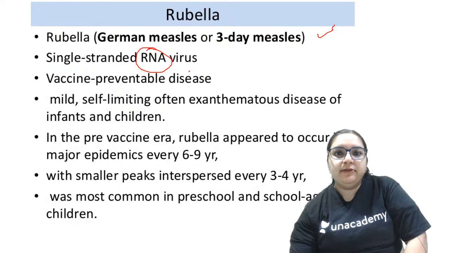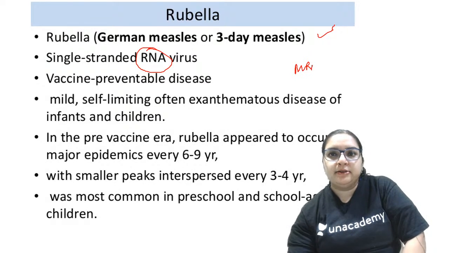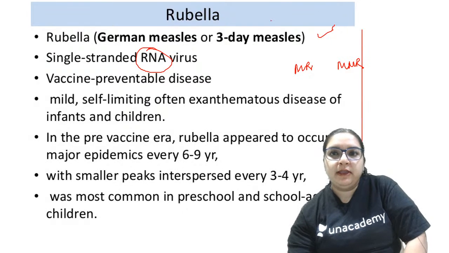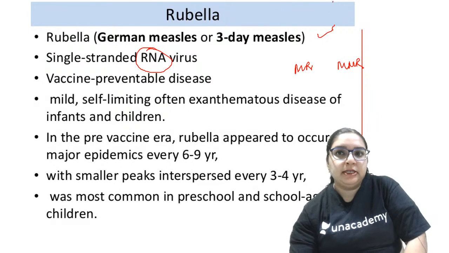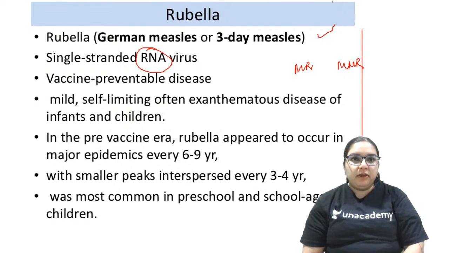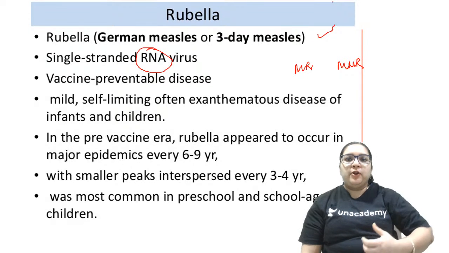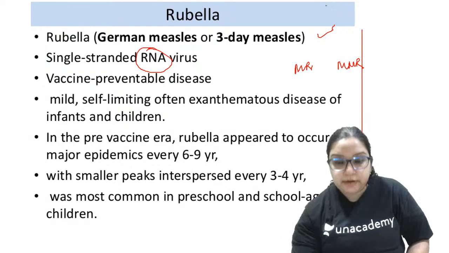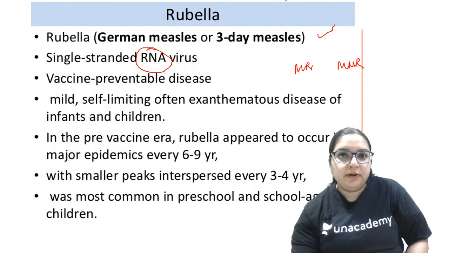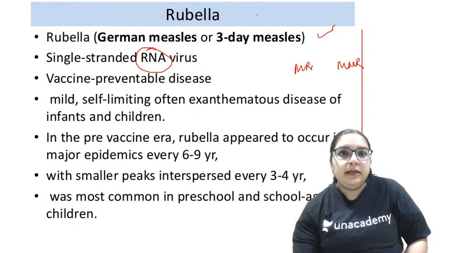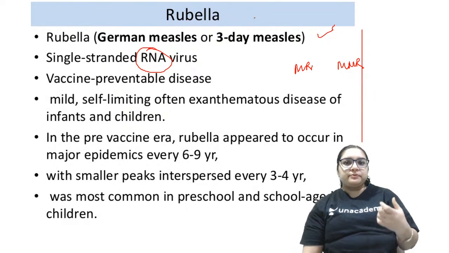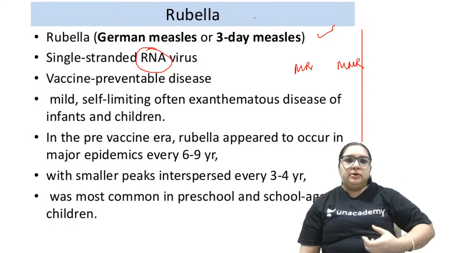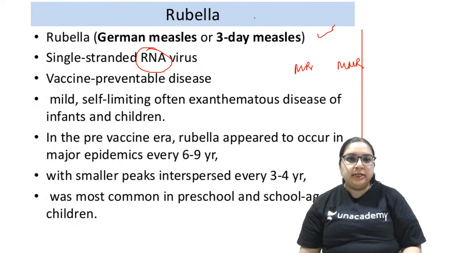Okay, now we have the MR and the MMR vaccinations, right? The MR vaccine we give at 9 months of age, and thereafter at 15 months we give the MMR vaccination. So from that we can say that rubella is a vaccine preventable disease, right? Now coming to rubella per se, the infection.